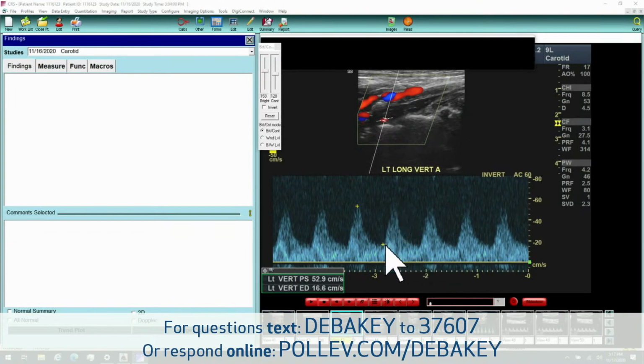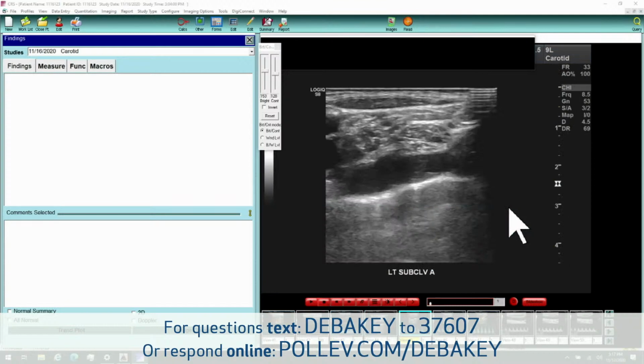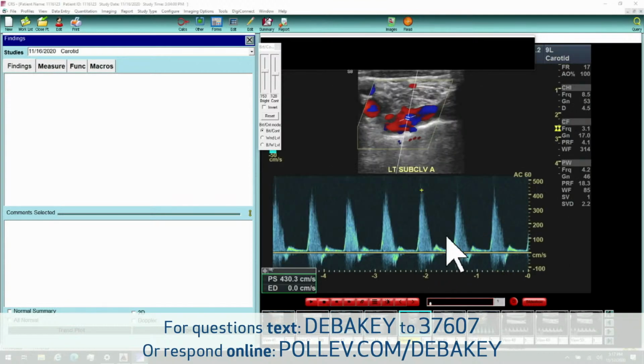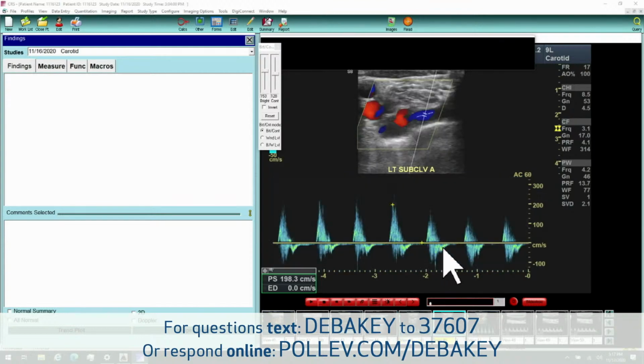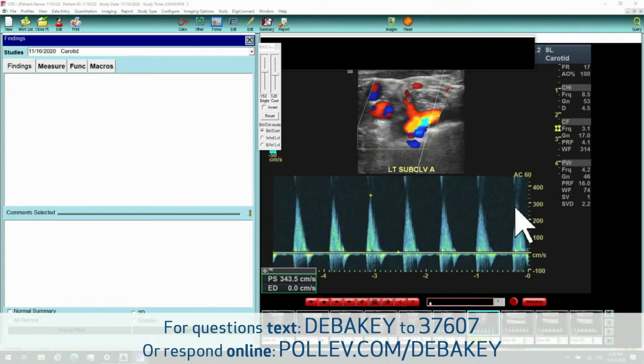Blunted, but 53 over 17 in comparison to the other one, which was retrograde and high resistant. Elevated velocities, 430, way over our parameters for stenosis, where the threshold is 200 peak systole. As we move to diastole, immediately it's dropped off, and you definitely see the turbulence there. A couple more.